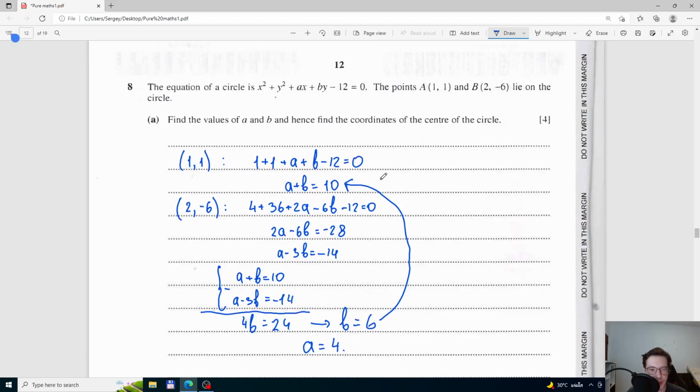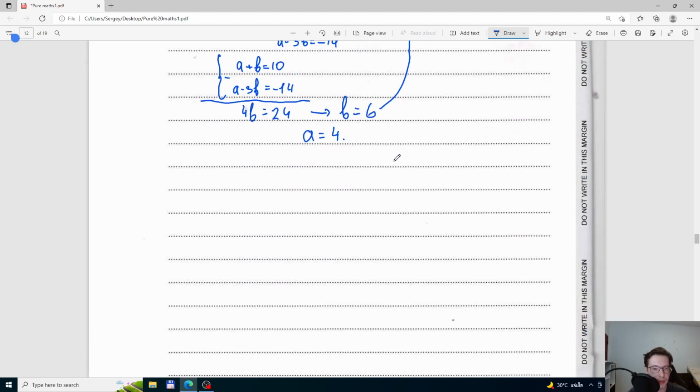Okay, now let's substitute a and b into the equation of the circle and try to figure out the center of the circle. X squared plus y squared plus 4x plus 6y minus 12 equals to 0. That's the equation of the circle, and most likely we'll have to complete the square. So let's keep all x's and all y's next to each other. And at this point, let's complete the square.